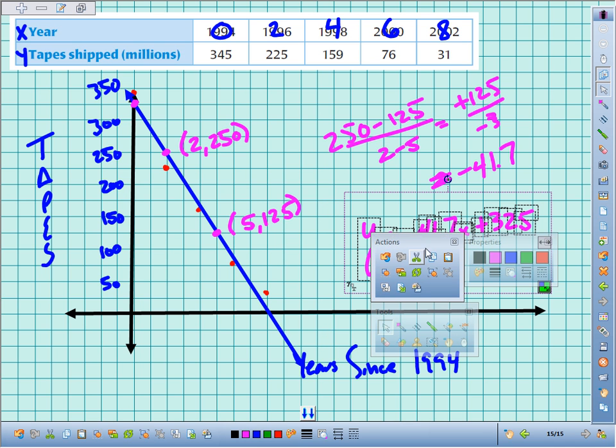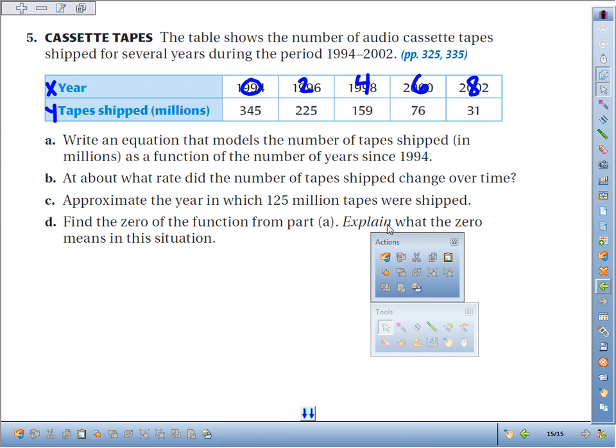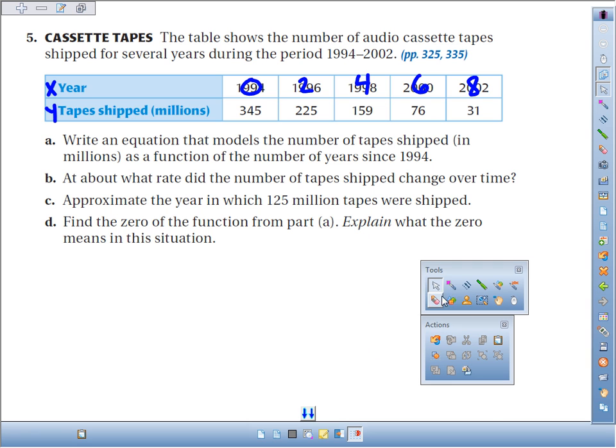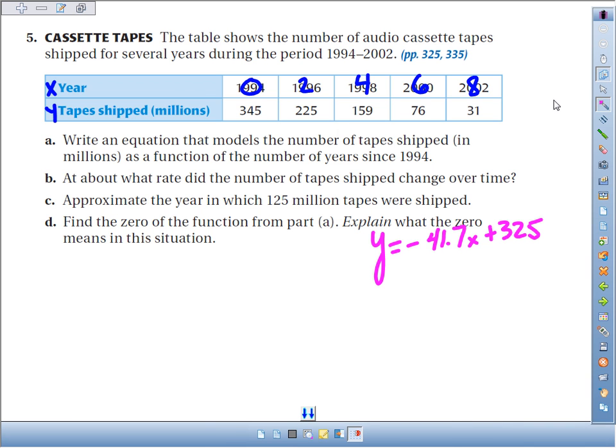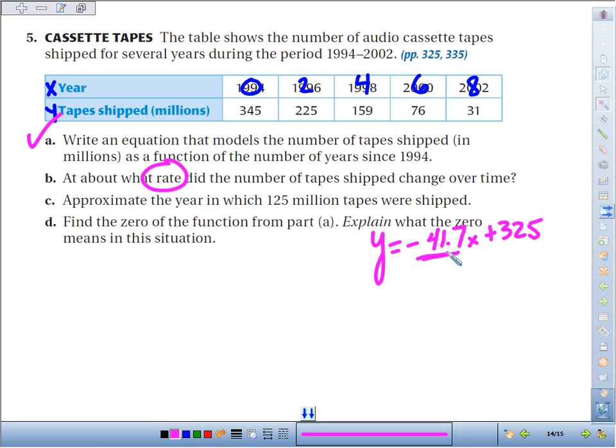So let's cut it. Let's go back and let's finish this problem. So part A, we've done. We wrote the equation. Part B, at about what rate did the number of tapes shipped change over time? Rate is just a fancy word for slope. So we look at our slope, we could say each year, the number of tapes being shipped goes down by about 41.7 million.